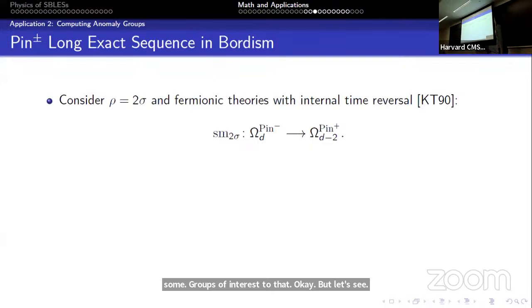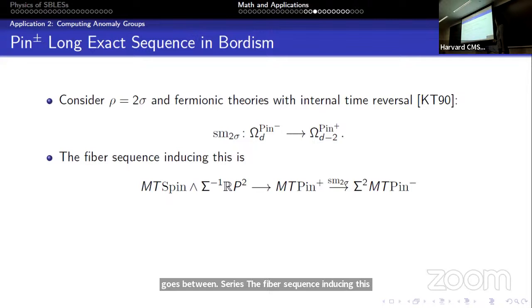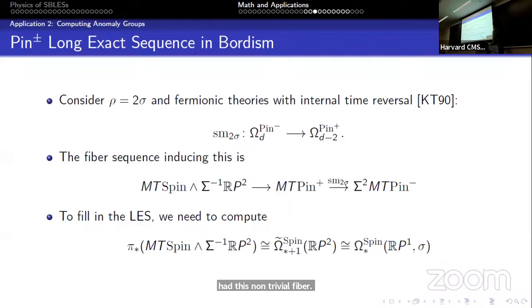Okay, so let's revisit this Smith map, where we look at two copies of the sign representation. This goes between theories with pin minus symmetry and with pin plus symmetry. The fiber sequence inducing this had this non-trivial fiber. To fill in the long exact sequence, we needed to compute this group. So this cohomology, sorry, I'm going to do it on homotopy. This homotopy group of this third spectrum is what I try to compute.